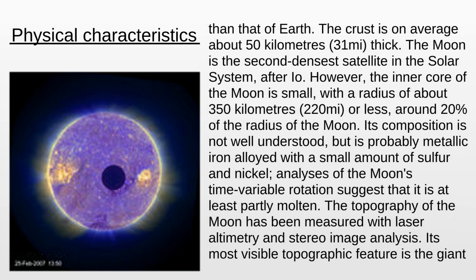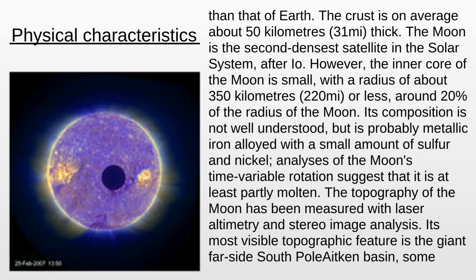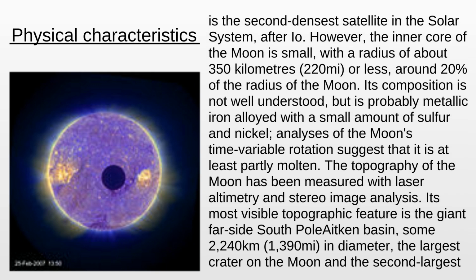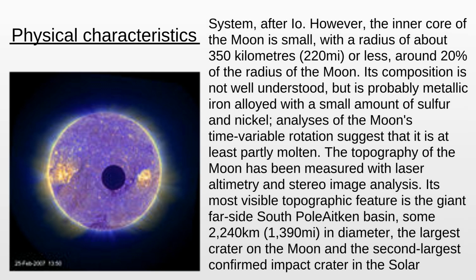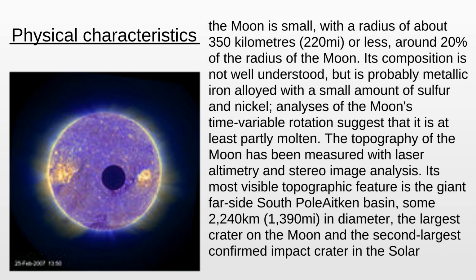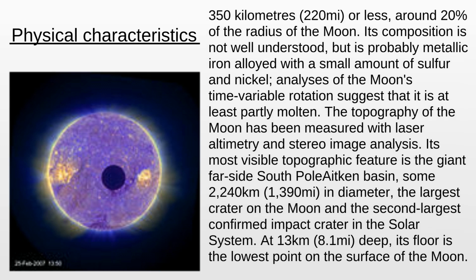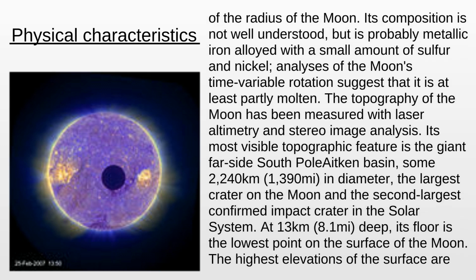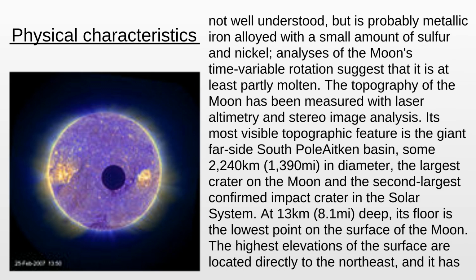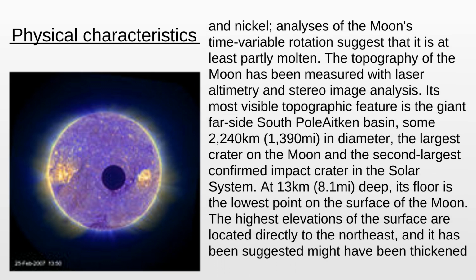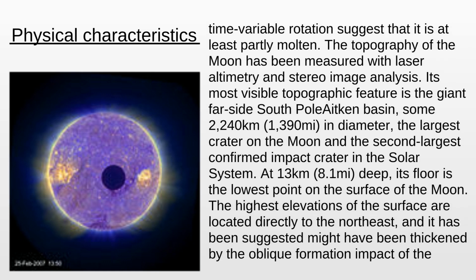The Moon is the second densest satellite in the Solar System, after Io. However, the inner core of the Moon is small, with a radius of about 350 kilometers, 220 miles, or less, around 20% of the radius of the Moon. Its composition is not well understood, but is probably metallic iron alloyed with a small amount of sulfur and nickel. Analyses of the Moon's time-variable rotation suggest that it is at least partly molten.